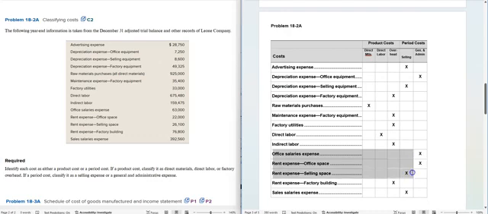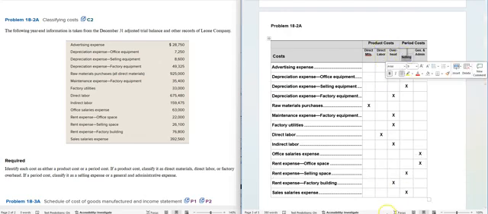However, the rent expense on the selling space, that is going to be classified as a period cost, but that's a cost of the selling department. So that is a selling cost.